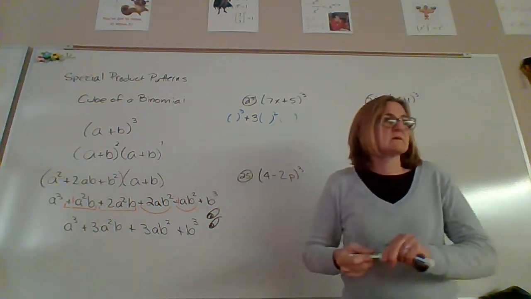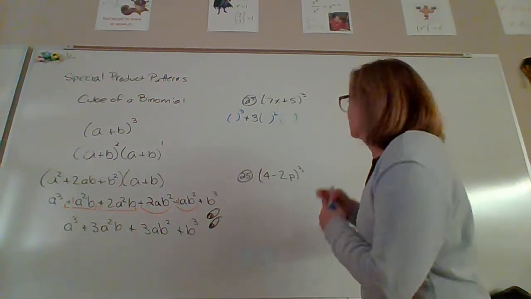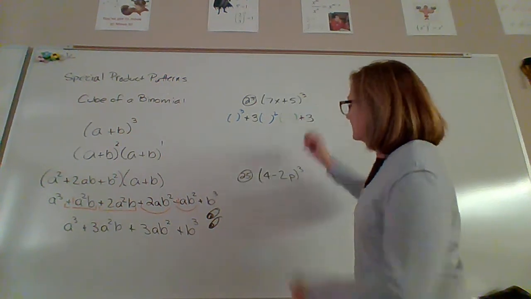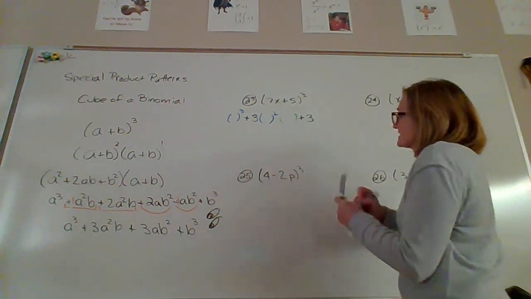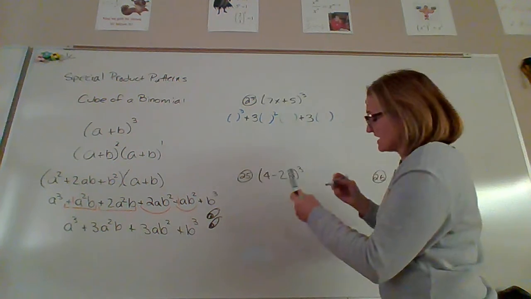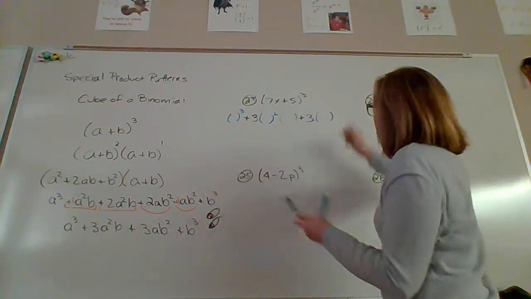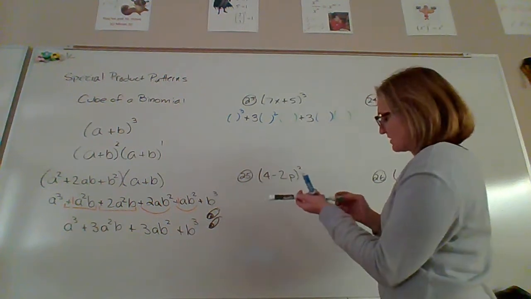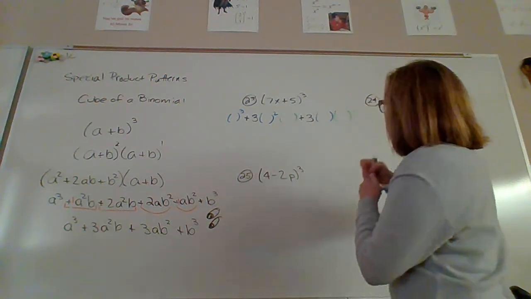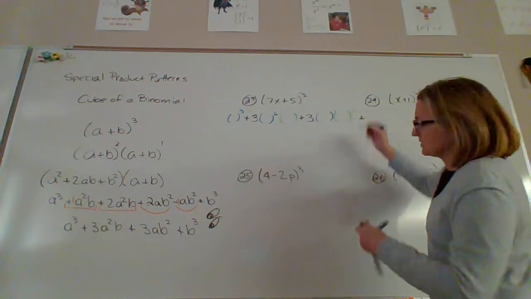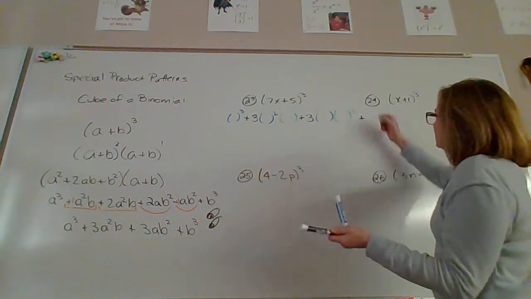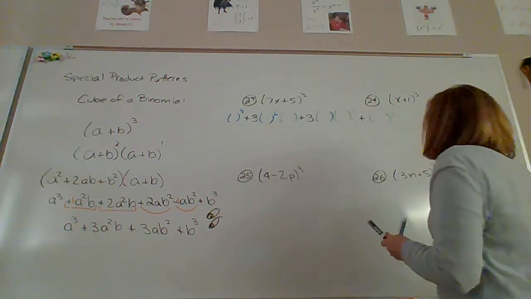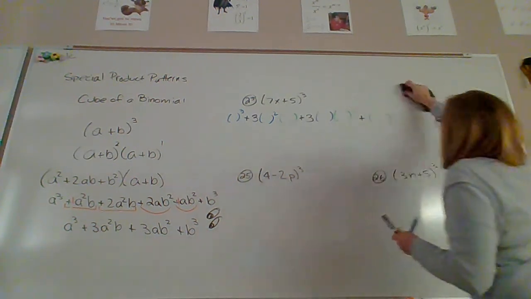b plus 3 again, but this time it's a b squared, and then finally plus b cubed. All right, so we're kind of running into number 24. We'll have to rewrite that in a minute.